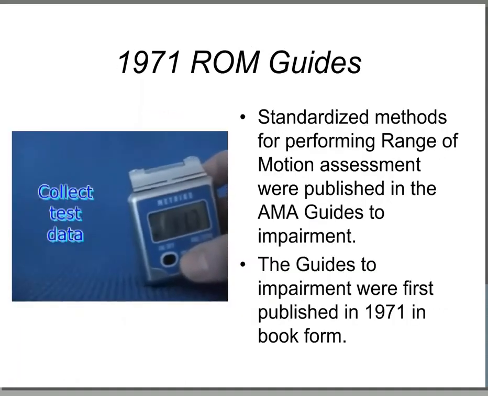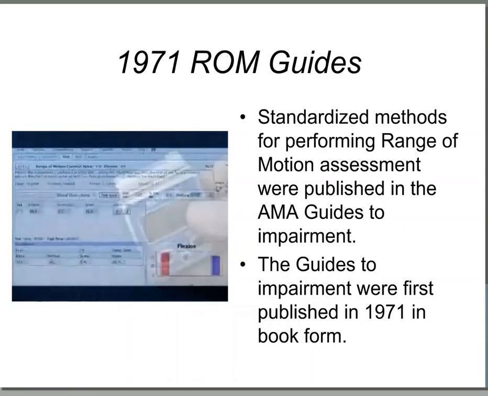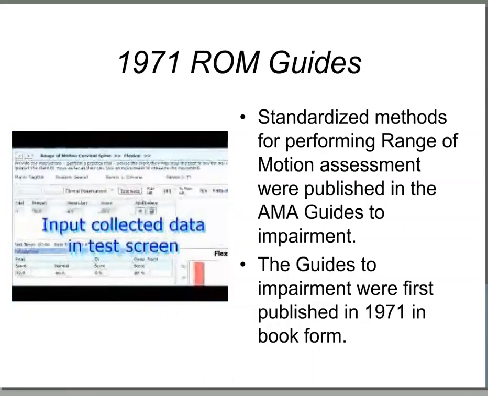Standardized methods for performing range of motion assessment were published in the AMA Guides to Impairment. The Guides to Impairment were first published in 1971 in book form.